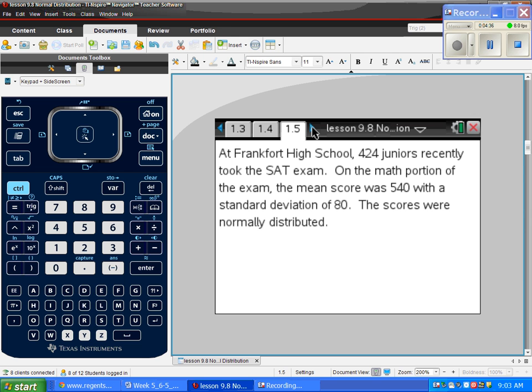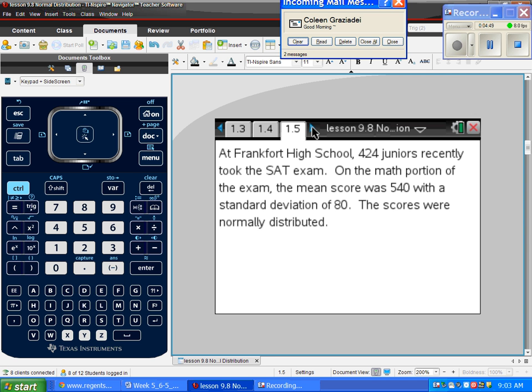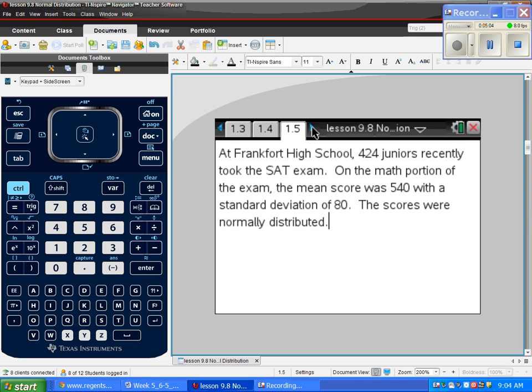So let's take a look here. 424 juniors took the SAT exam, okay? On the math portion of the exam, the mean was 580 with a standard deviation of 80. Scores were normally distributed. First, before we do anything else, what are the key words here?